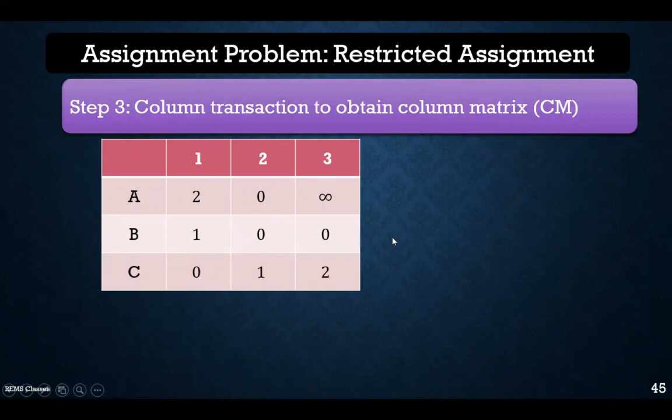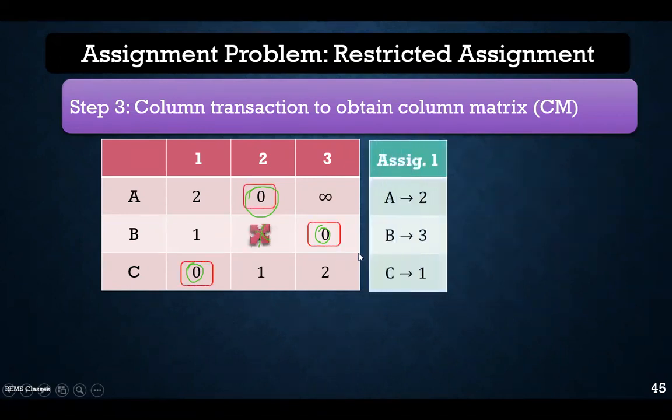Now we will go for finding the optimal solution. How do we find the optimal solution? We pick the zeros. In this particular row, there is only one 0, so we will pick that 0. Since we have picked this 0, we can cross this 0, because two zeros are not possible in a column. In this row, only one 0 is remaining, so we will pick that 0. And in this row, there is only one 0, so we will pick that 0. So the assignment we have is A2, B3, and C1.